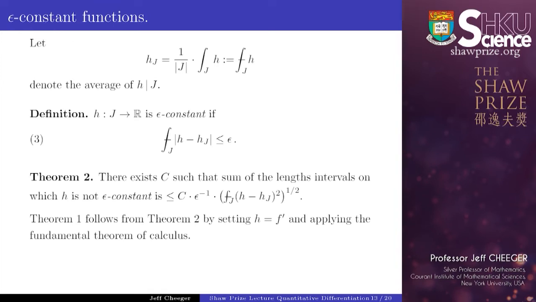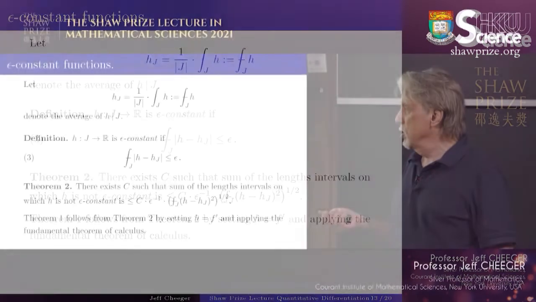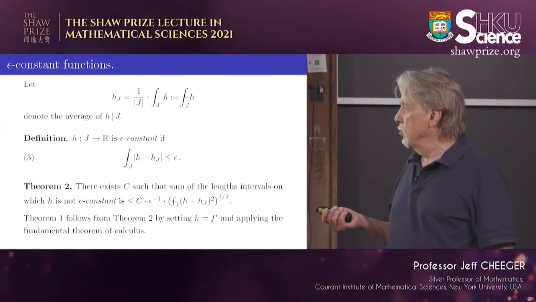So the deviation in this so-called L1 sense from its average value, suitably normalized, is supposed to be small, where epsilon is a small number. So now what we're actually going to prove is Theorem 2, which is stated over here, that there exists a certain constant c. The proof will show a constant c that works. And the rest of the statement is kind of reminiscent of Theorem 1.